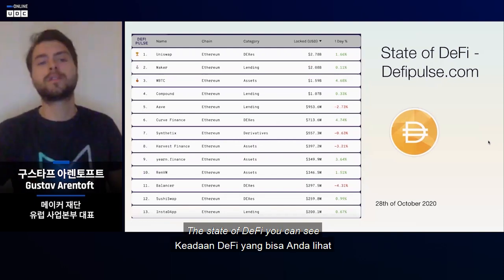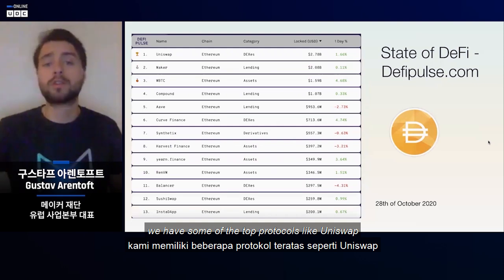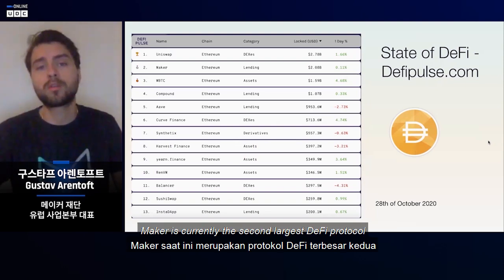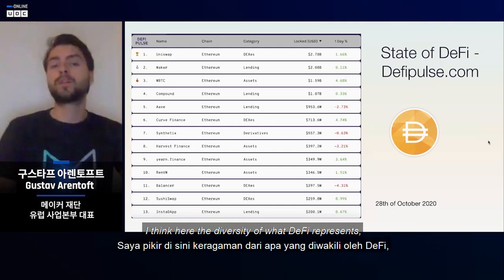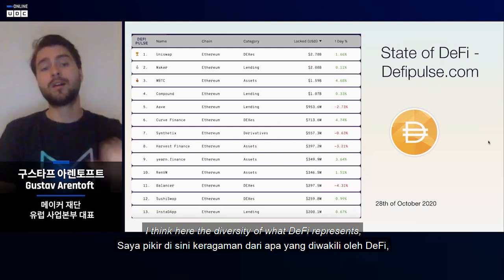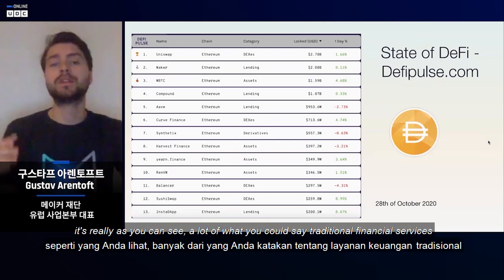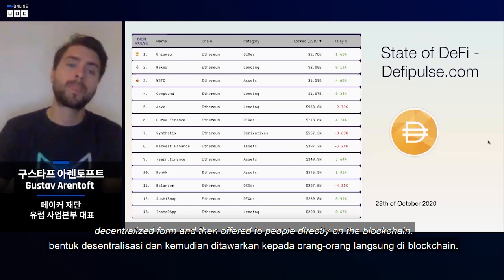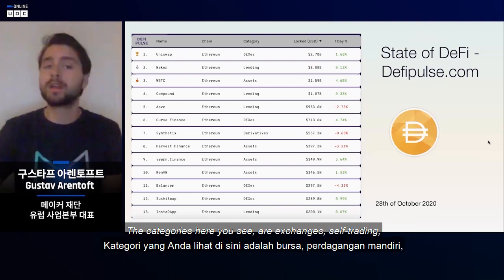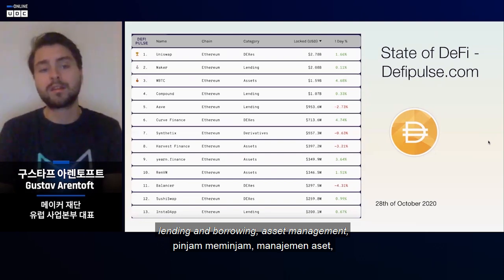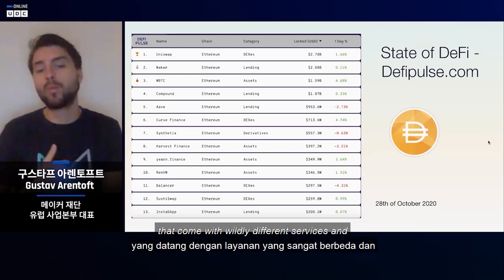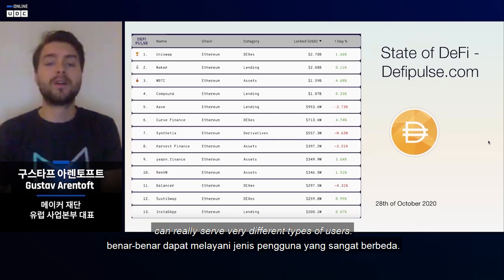So the state of DeFi, you can see we have some of the top protocols like Uniswap, which is a decentralized exchange that has had massive growth. Maker is currently the second largest DeFi protocol with more than $2 billion in the system. But I think here, the diversity of what DeFi represents is a lot of what you could say are traditional financial services, but repackaged into a blockchain and decentralized form, and then offered to people directly on the blockchain. So the categories here, you see exchanges, so trading, you see lending and borrowing, asset management, derivatives also for trading. And in general, there's a lot of these different protocols that come with wildly different services and can serve very, very different types of users.